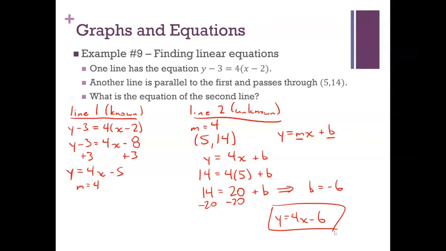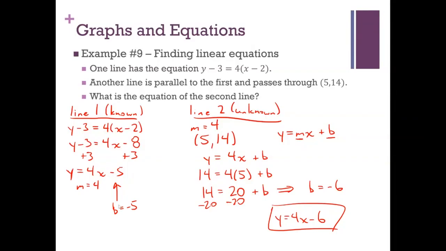Any questions here? Yes. Why couldn't it be negative 5 for b? Why couldn't what be negative 5? For b. Like on the other side, how it says 4x minus 5. Yeah, the y-intercept of the first line is negative 5. Oh, and I'm glad that came up.